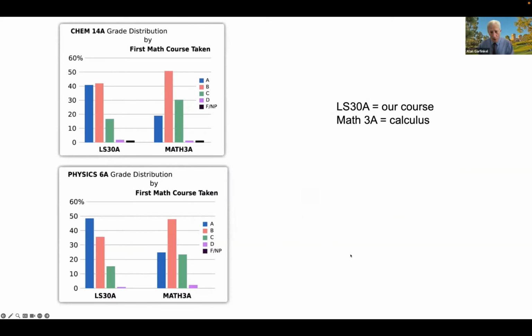The math department had said, oh, but they must know calculus because if they're going to take physics and chemistry, they must know calculus. Well, here's the data. This is our course. This is the freshman calculus class. You see that our students earn A's in subsequent chemistry at double the rate of the calculus students. Subsequent physics, our students earn A's at double the rate of the calculus students. And this is all in those papers.